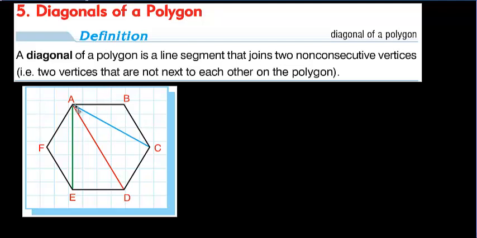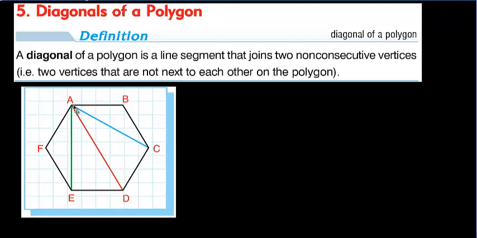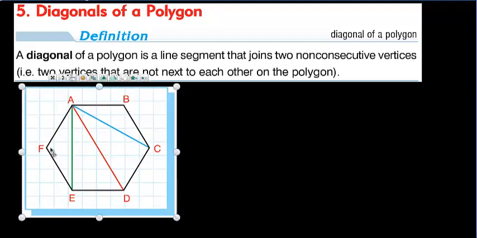Non-consecutive means, if we take the vertex A, then B and F are the consecutive vertices of A. If I take B, A and C are the consecutive vertices of B. So I cannot draw from this vertex to A, and from B I cannot draw to A and C. That's why from B to F, E and D I'm going to draw one line segment each. The line segments drawn to these vertices are called diagonals.